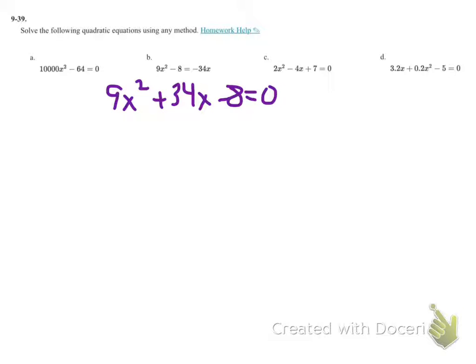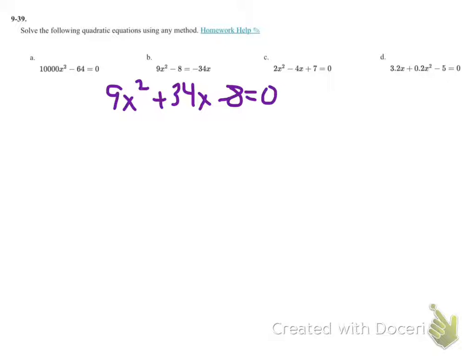So in this problem, there are no like terms. I could go through and try doing factoring. I am definitely not going to do completing the square with this one. But I think the best choice for me on this one is just going to be the quadratic formula.